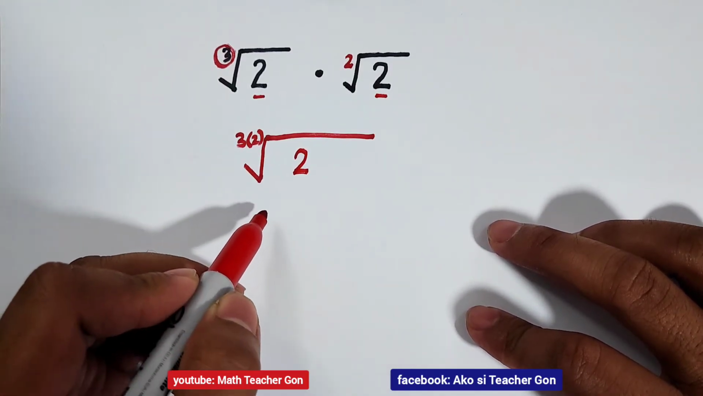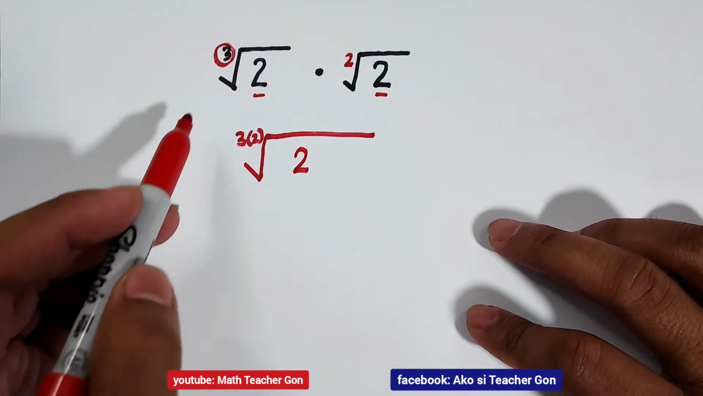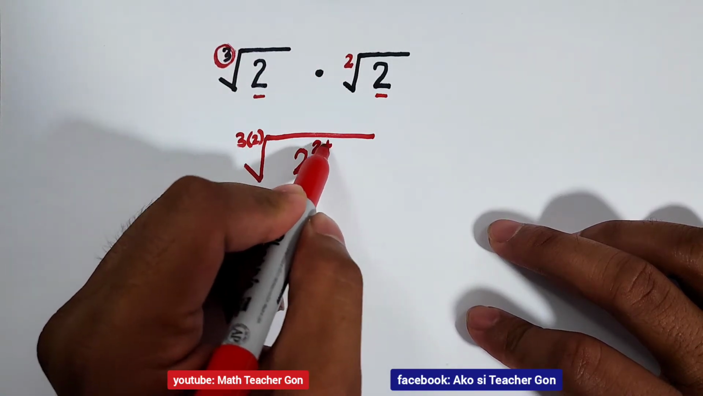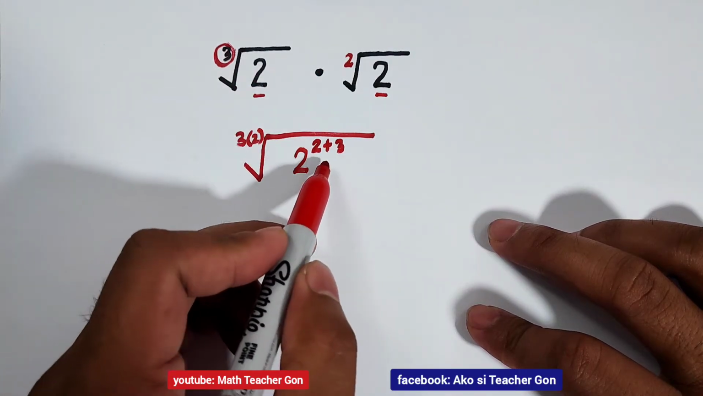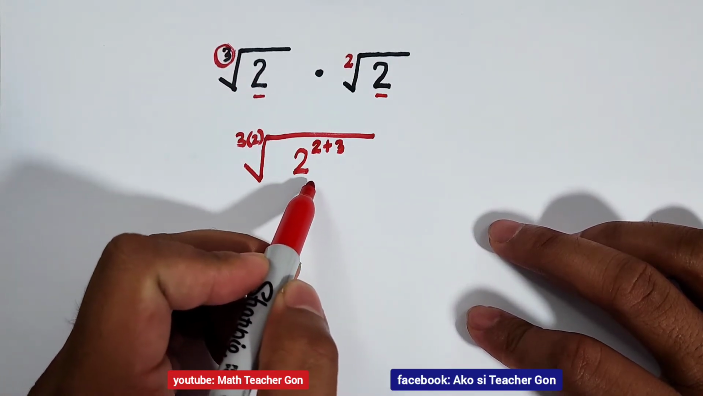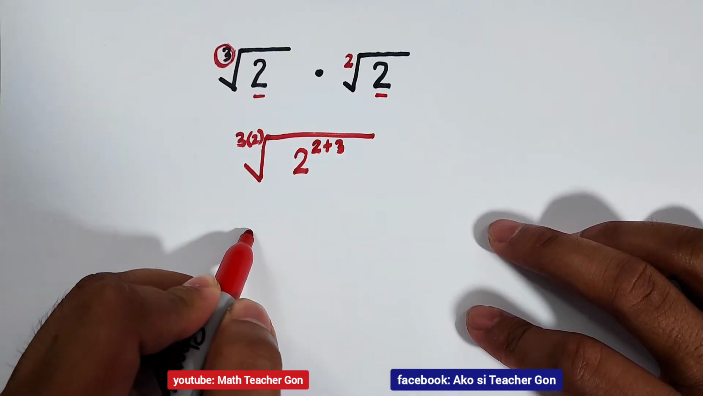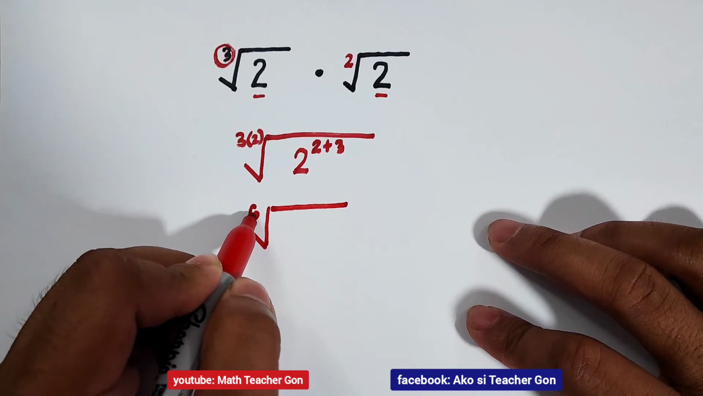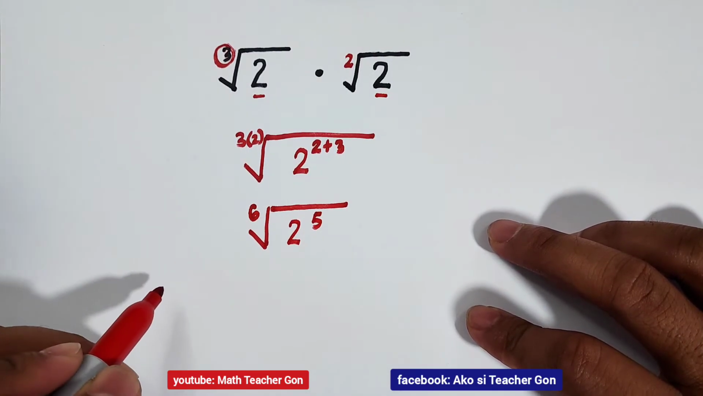And then add the exponents, that is 3 plus 2. Or you need to use the index of the two radicals and add them as the exponent of your radicand. What's next here is to simplify this and this. So it will become the sixth root of 2 raised to 5.